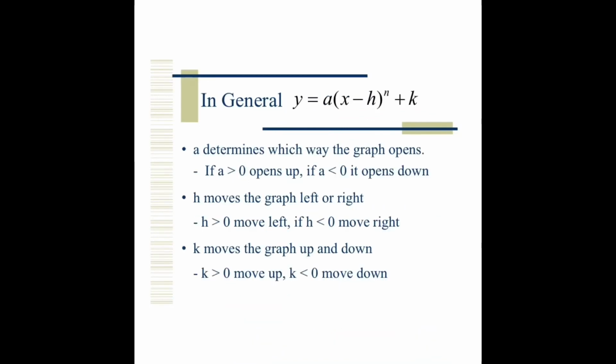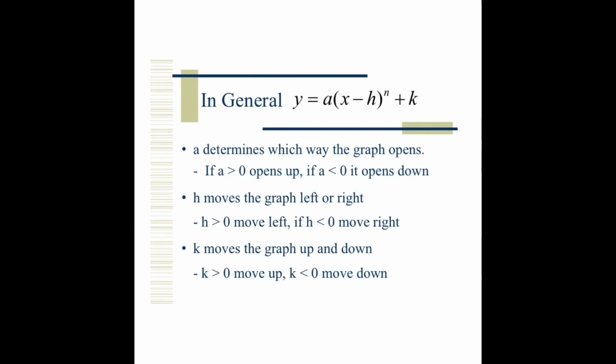All right, just to summarize, we have an equation of y equals a times x minus h to the nth plus k, or if this was a square root or absolute value bars, it'd be the same basic pattern. A is going to determine which way the graph opens. If A is positive, it's going to open up. If A is negative, it's going to open down. A is also going to determine if you have a vertical stretch or a vertical shrink. If A is greater than 1, it is a vertical stretch. If A is between -1 and 1, it's going to be a vertical shrink.